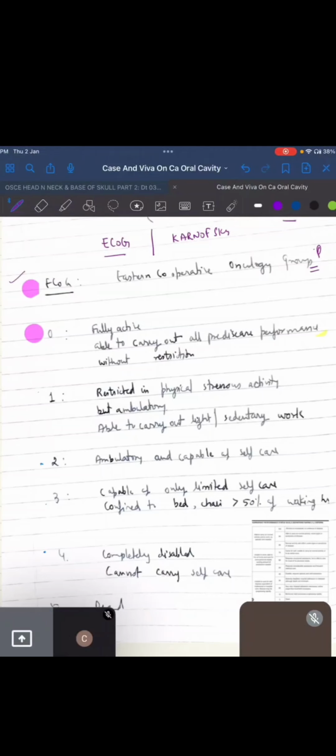Then you can tell him, sir, 0, 1, 2, 3, 4, and 5, and be ready with why we do this ECOG or Karnofsky. You have to tell him, sir, this is basically a performance scale, to measure the patient's status before the treatment and after the treatment is given.